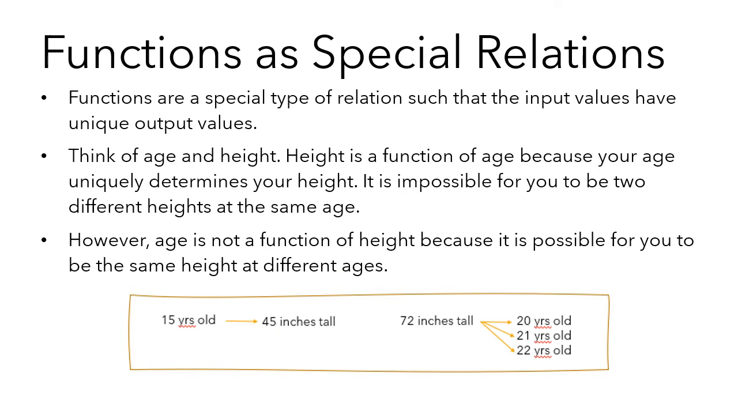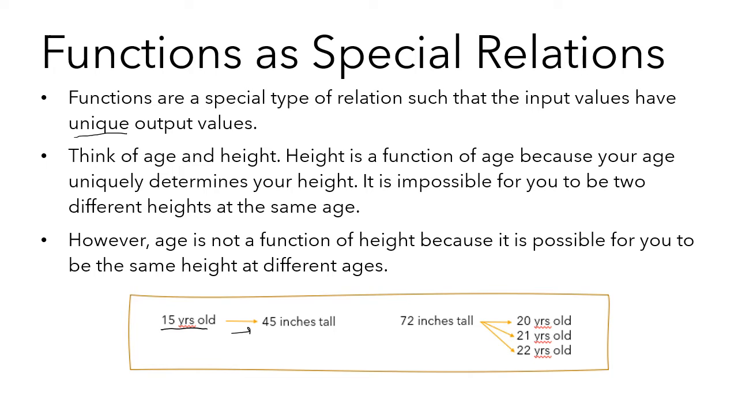Now there's a special type of relation that we call a function. Functions are relations such that the input values have unique output values. So what's an example of that? Well, think of age and height. Height is a function of age because your age uniquely determines your height. It's not possible for you to be two different heights at the same age. So for example, if I said, how tall were you at 15 years old? Well, there's only one answer, 45 inches.